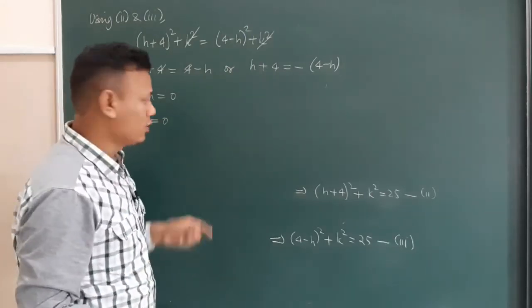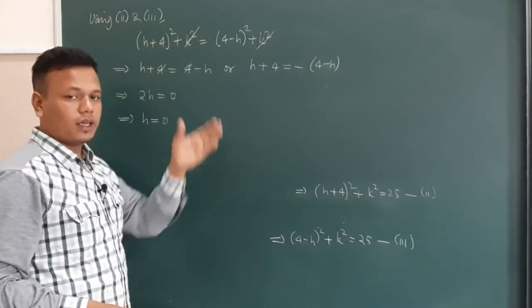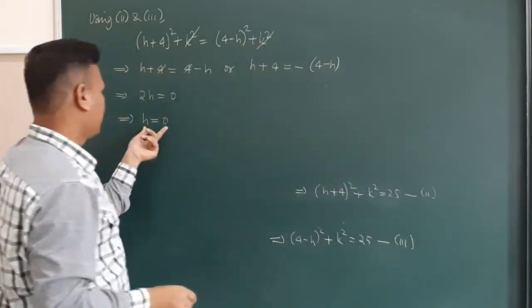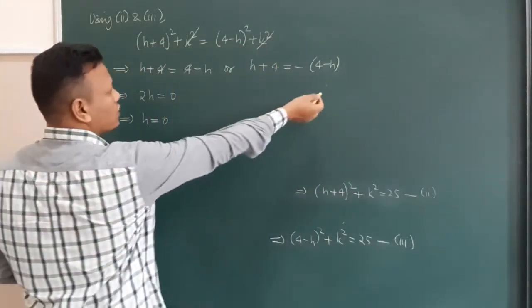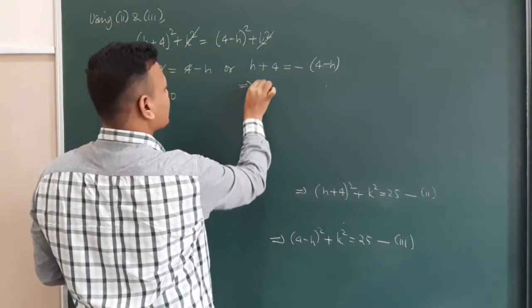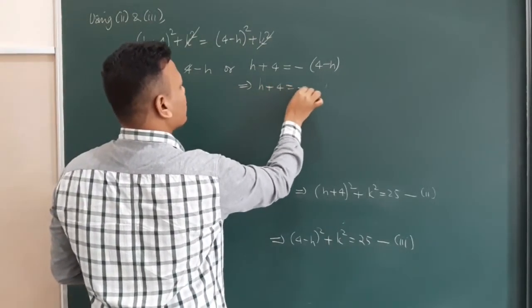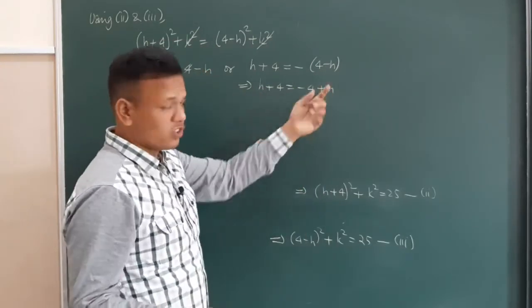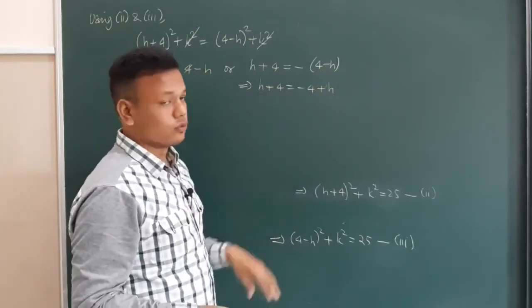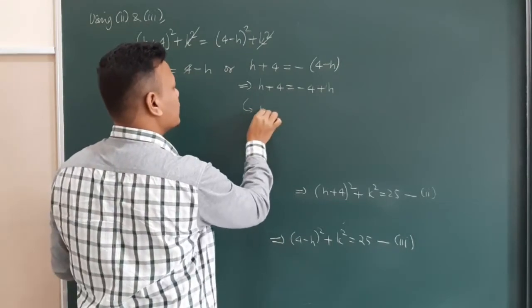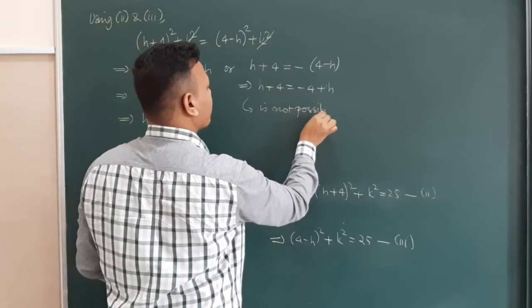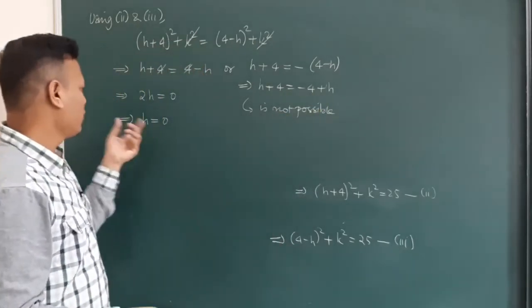As I said earlier, the abscissa must be 0 as the center lies on the y-axis, and we saw that the abscissa turns out to be 0. Now the other case is obviously not possible. Why? h + 4 equals -4 + h. The h's cancel, giving 4 equals -4, which is not possible. Alright, so we got the value of h.